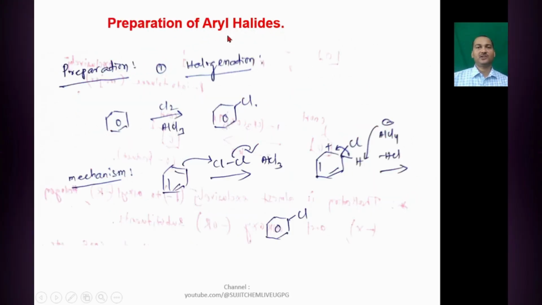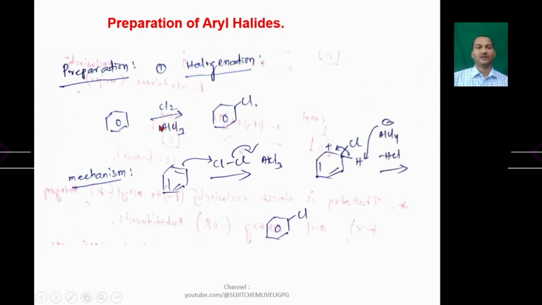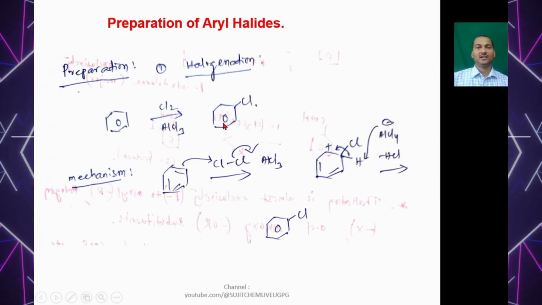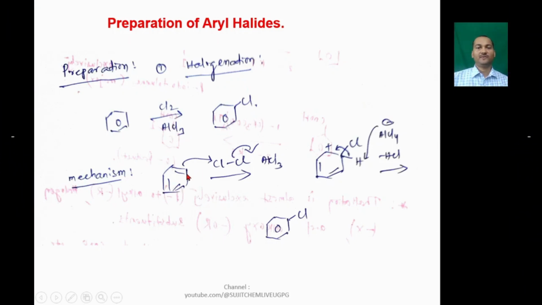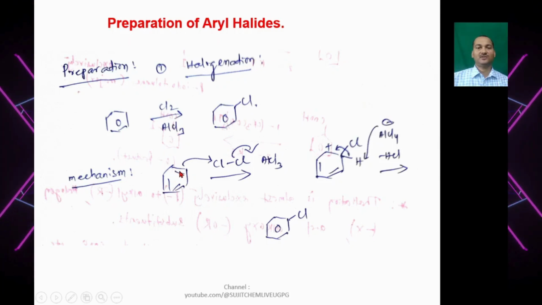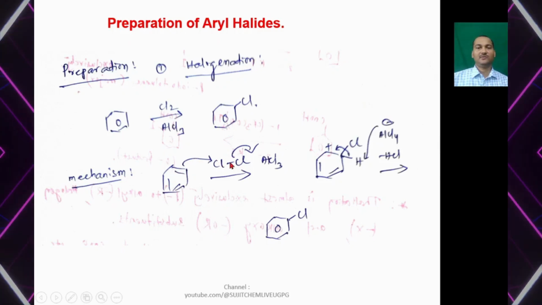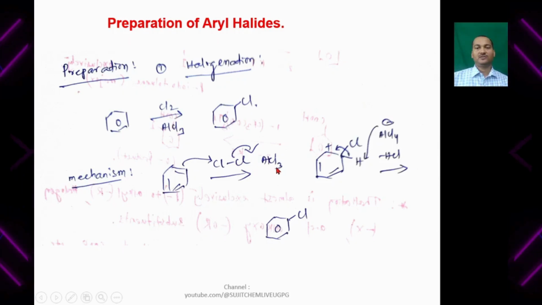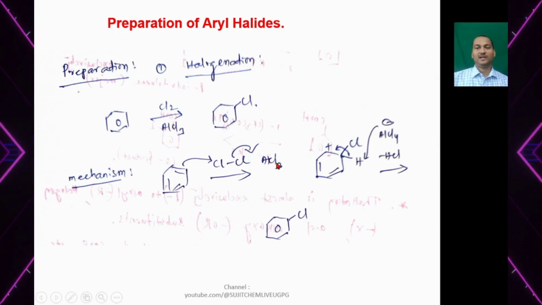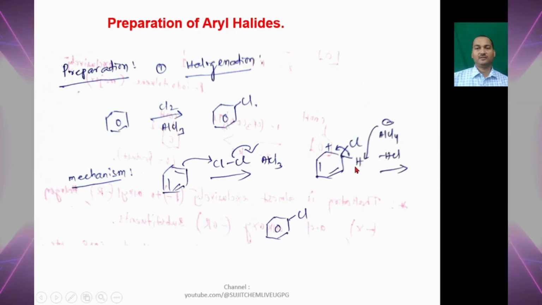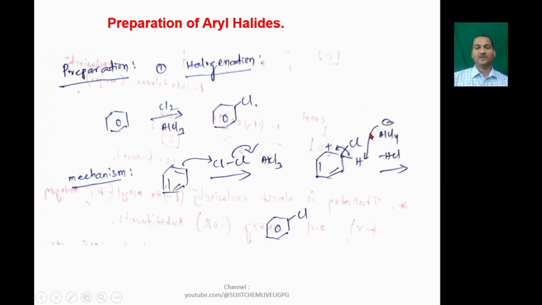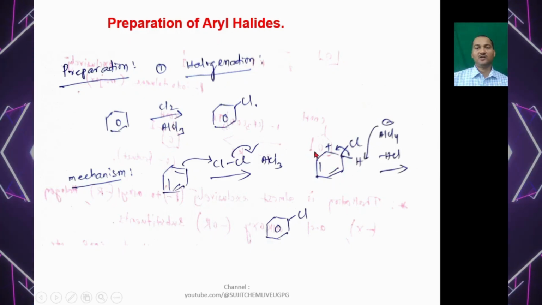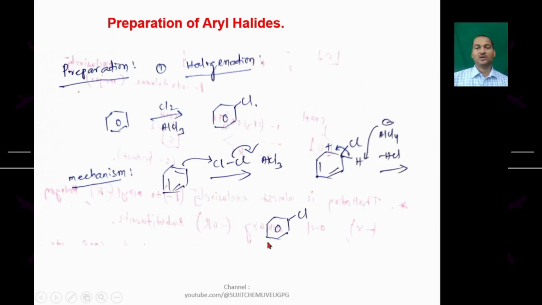First is preparation of aryl halide. How can we prepare? Benzene can react with chlorine in presence of Lewis acid AlCl3 giving rise to chlorobenzene. Benzene has a pi bond, and the pi bond can act as nucleophile. It would attack Cl and the Cl-Cl bond will break, and it would attack AlCl3, which becomes AlCl4 minus. Again this AlCl4 minus will take this proton and this bond will break here. So there will be revival of aromaticity, leading to chlorobenzene.